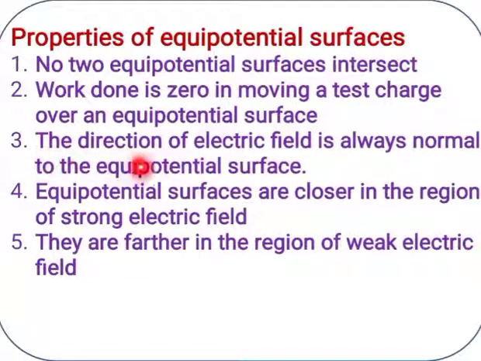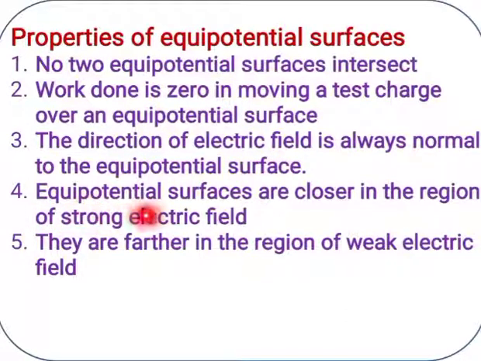Third one, the direction of electric field is always normal to the equipotential surface. Normal means what? It is perpendicular to the equipotential surface. Electric field is always normal means it is always perpendicular to the equipotential surface.